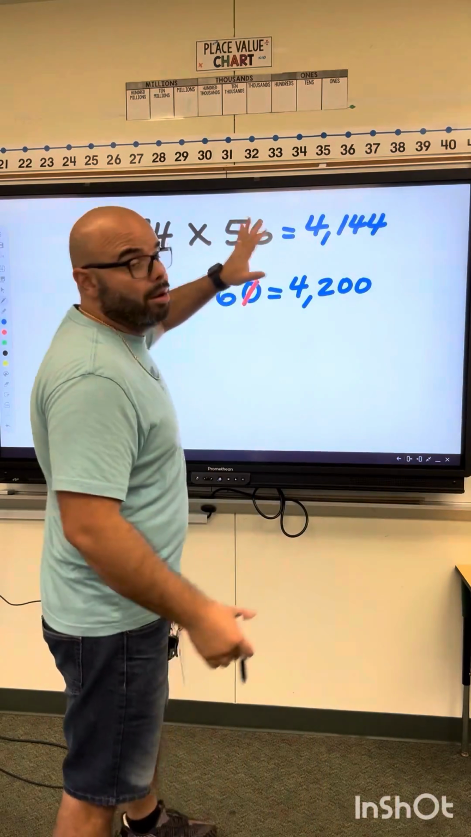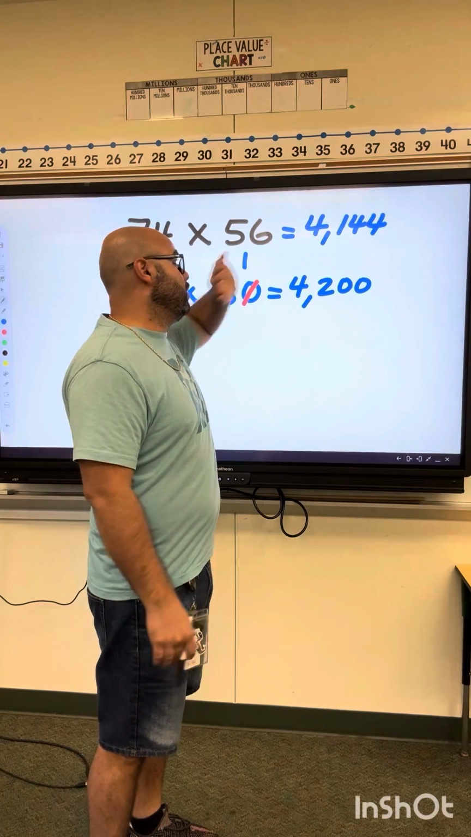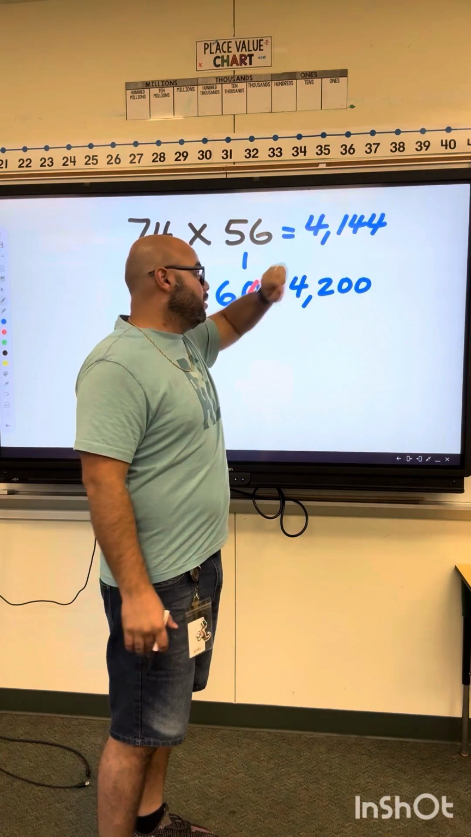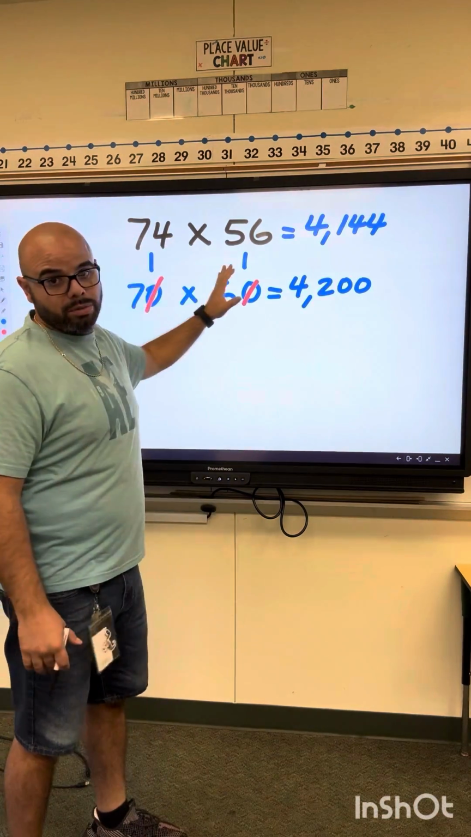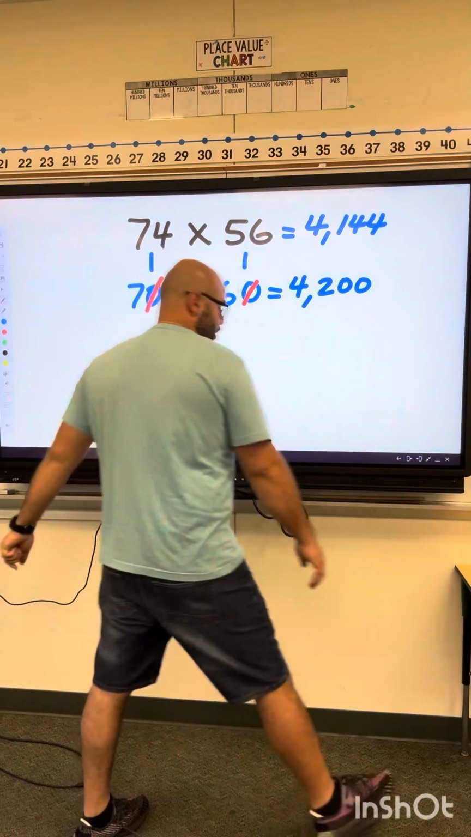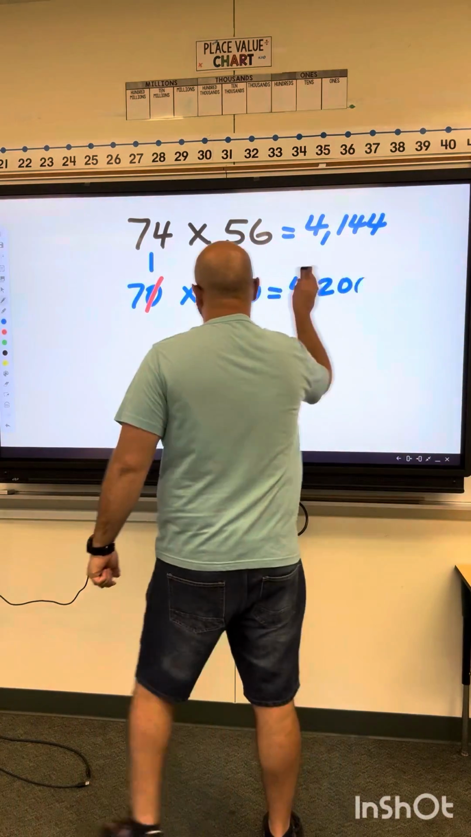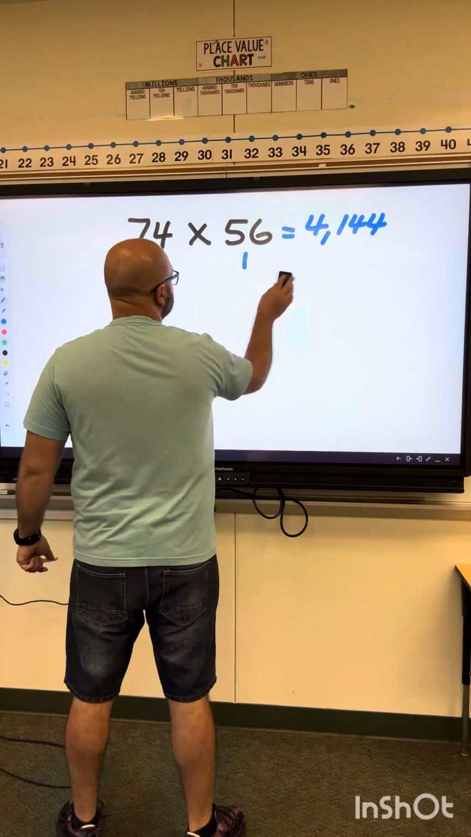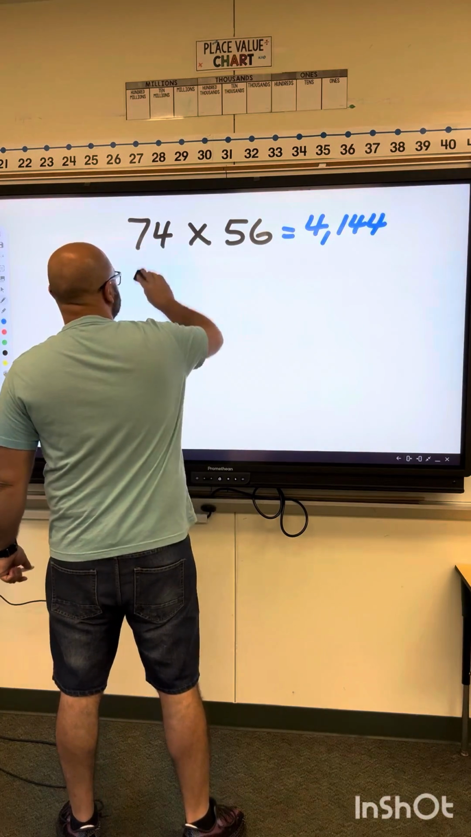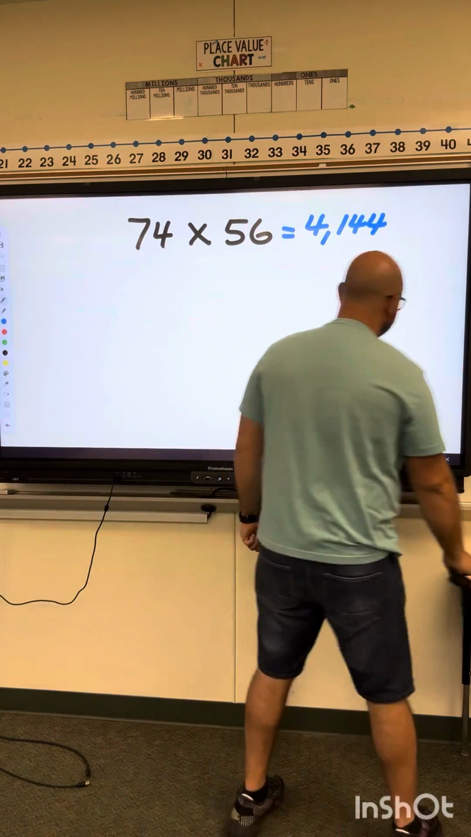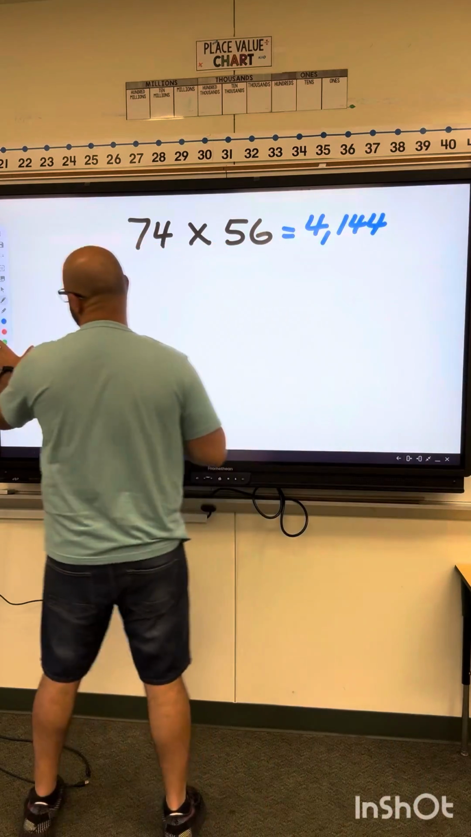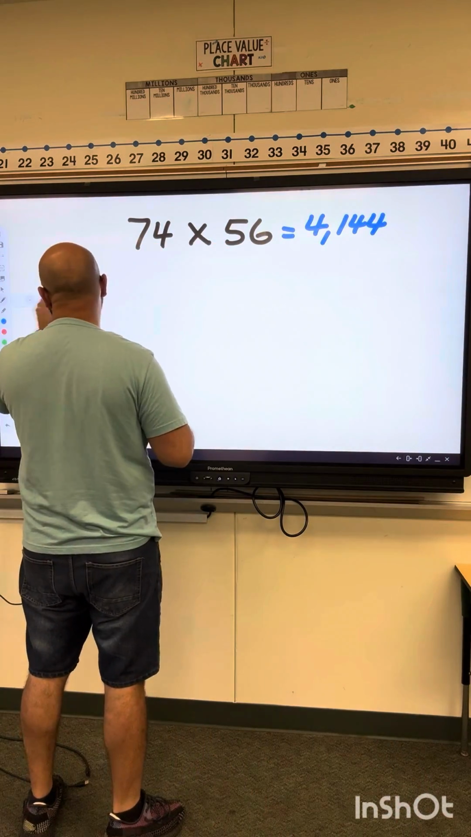So this is just an about, right? Where this is exact, and this is about using compatible numbers. Now, rounding. Rounding still seems to be, as crazy as it sounds, a little bit of a struggle for them to round, okay?